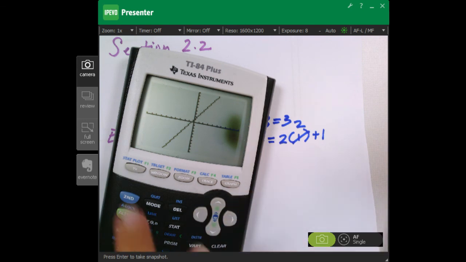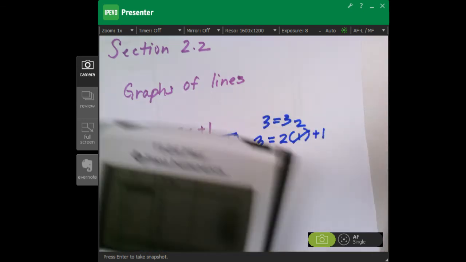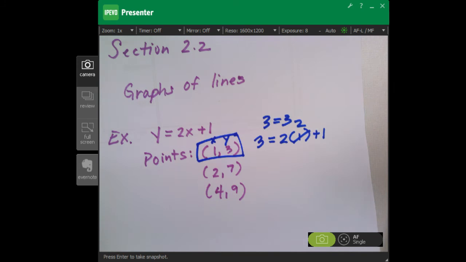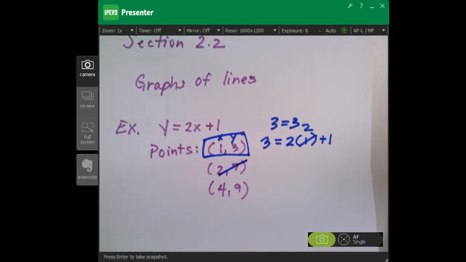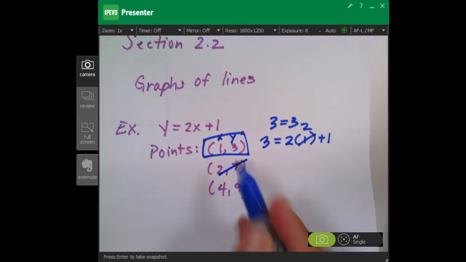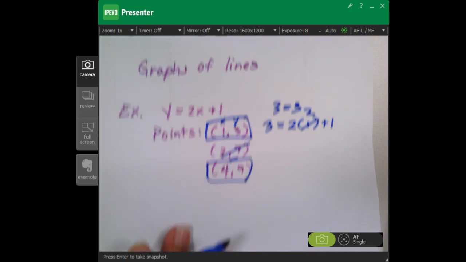But go ahead and go to the table. Hit second graph, because see how the word table is above there? Then you can arrow up or down. For example, 1, 3 was on there. Let's go to see where x is 2. It says y should be 5. So this point, 2, 7, is not going to be a point on that line. Let's test out 4, 9. If I arrow down to where x is 4, the y value is 9. So yes, that would be another point that's on the line. So there's a couple different ways you can test that out.